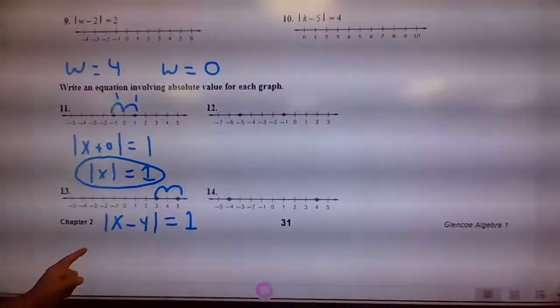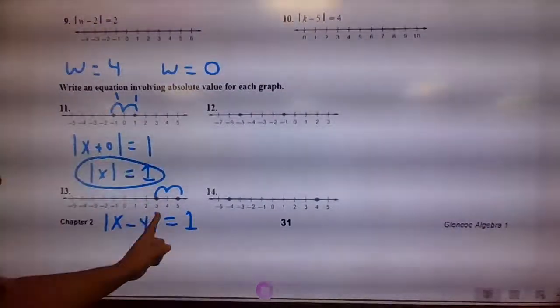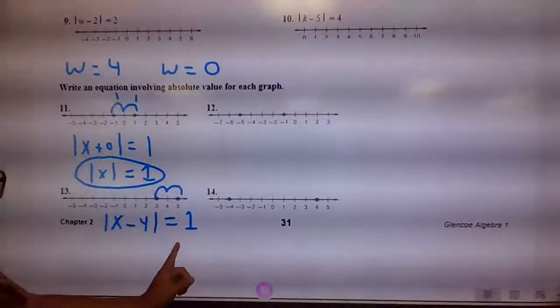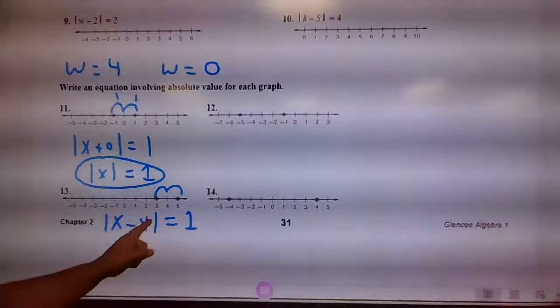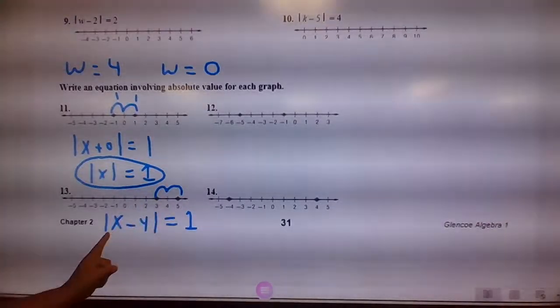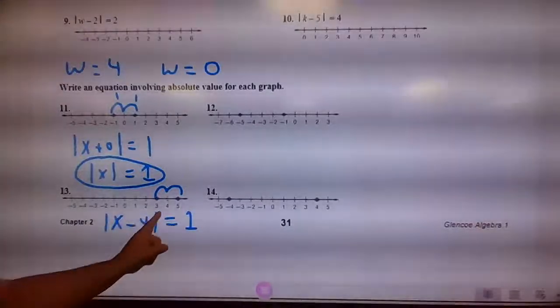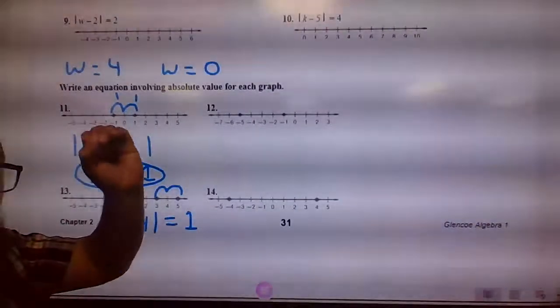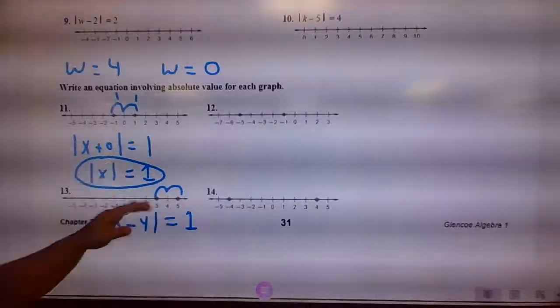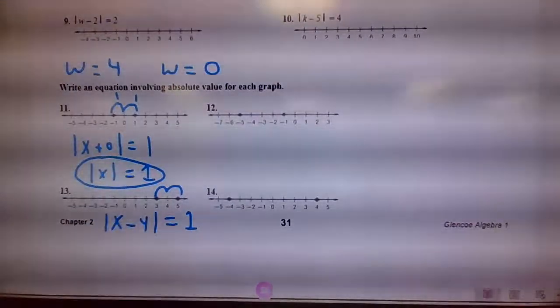And then for number 13, the distance is also 1. That's halfway. So the distance is 1, so you put a 1 here. And since the middle point is at 4, we do x minus 4, not x plus 4, because when you plug it in here, it makes it 0. Now when you check your answers, if you were to plug in 3 in here and 5 in here, you're going to get 1.